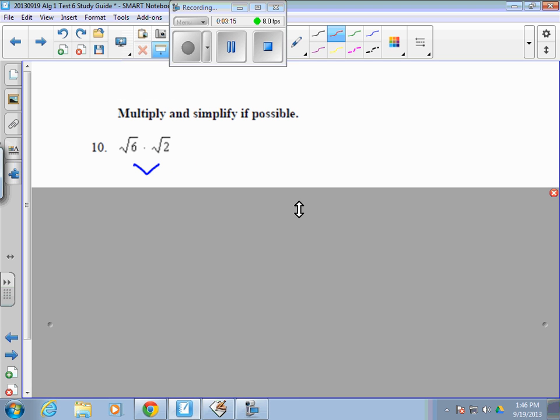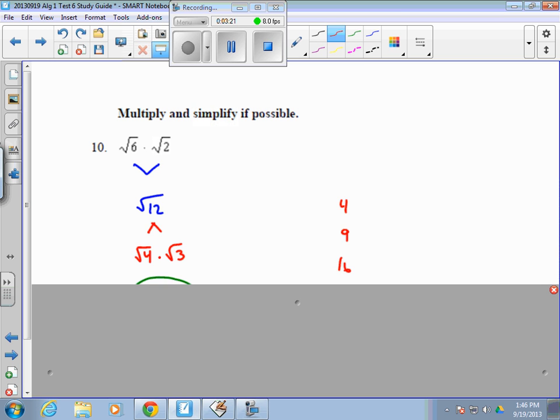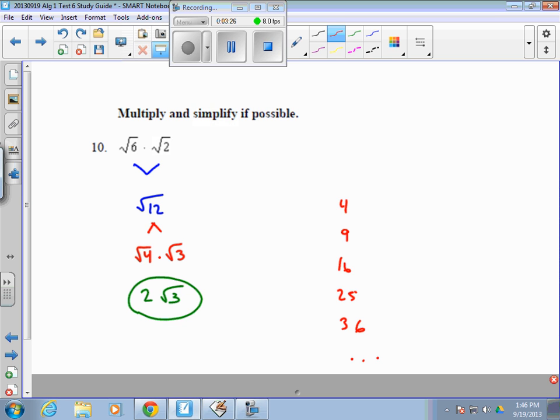10 says the square root of 6 times the square root of 2. When you multiply those by each other, you get the square root of 12. The square root of 12 can be broken up into the square root of 4 and 3, because 4 is a perfect square. Square root of 4 is 2, times the square root of 3.